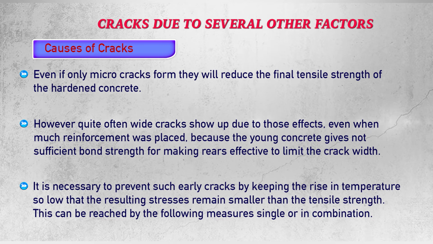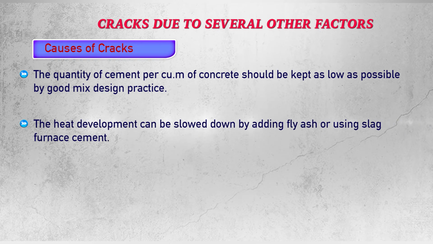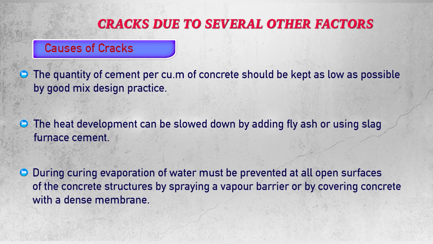This can be reached by the following measures, either independently or in combination. The quantity of cement per cubic meter of concrete should be kept as low as possible by good mix design practice. The heat development can be slowed down by adding fly ash or using slag furnace cement. During curing, evaporation of water must be prevented at all open surfaces of the concrete structures by spraying a vapor barrier or by covering concrete with a dense membrane.